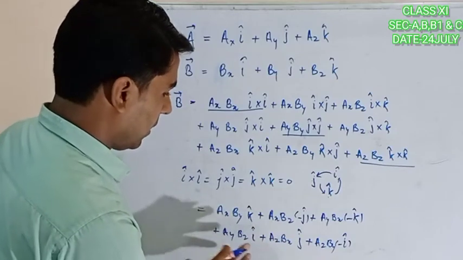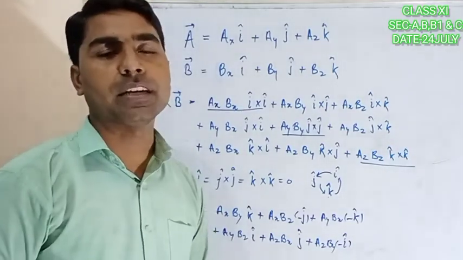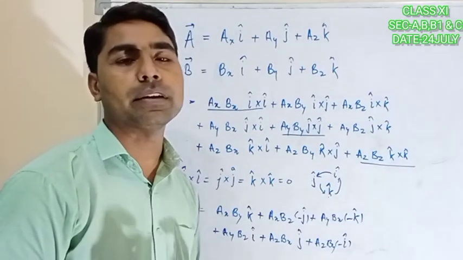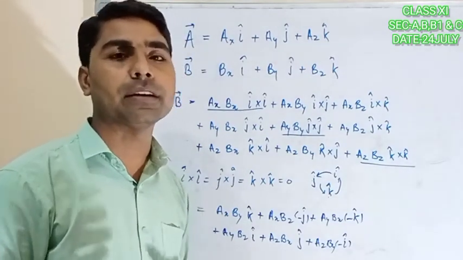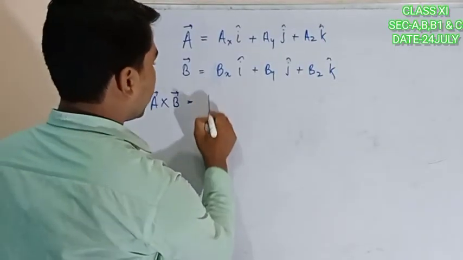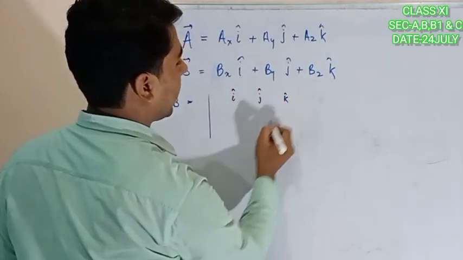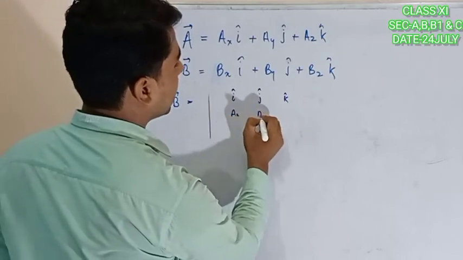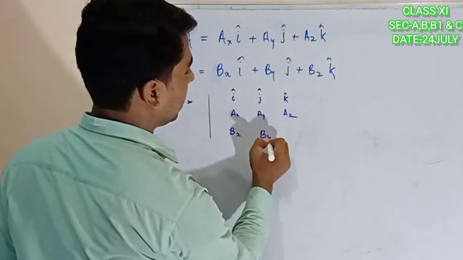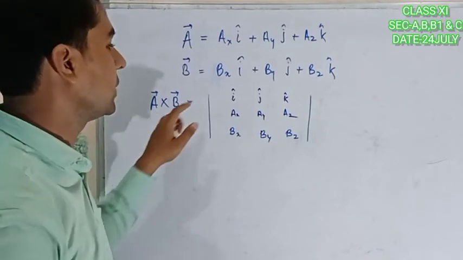So we are going to write it in the form of a determinant. I don't know whether you have studied it or not. A determinant is a method of writing 3 by 3 different quantities. Let's see how. This is called a determinant. Write i, j, k on top, then ax, ay, az, bx, by and bz. In this way, we can simply write a cross b.